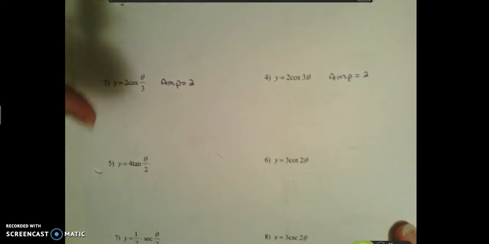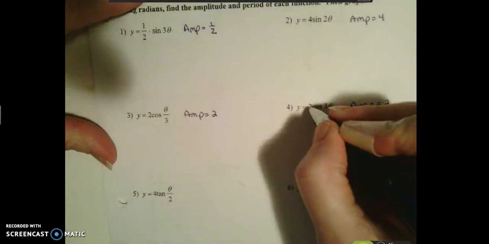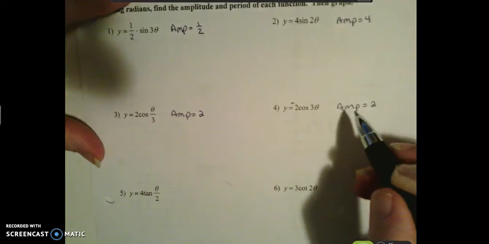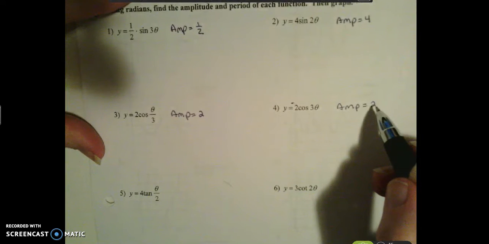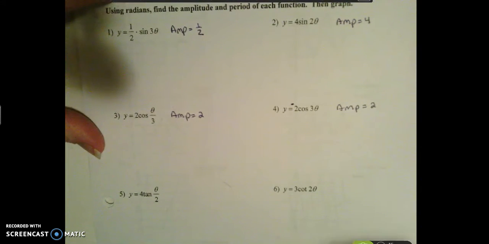Now, I forgot to put an example on here of a negative. So let's assume that this one's negative. So let's say it's -2 cosine 3 theta. So then we would still say the amplitude is 2. But this negative in front would cause the graph to change directions. It would be flipping it over the x-axis.